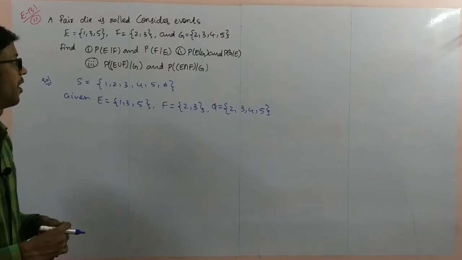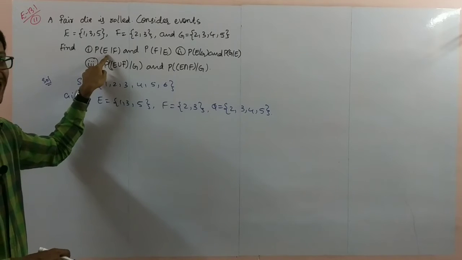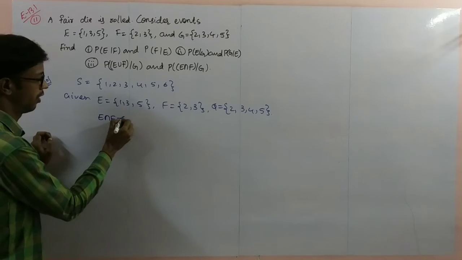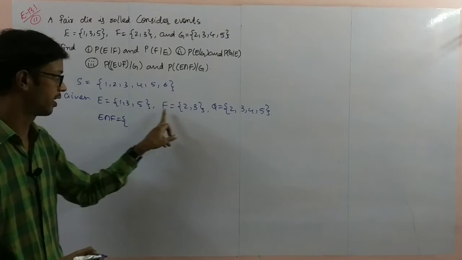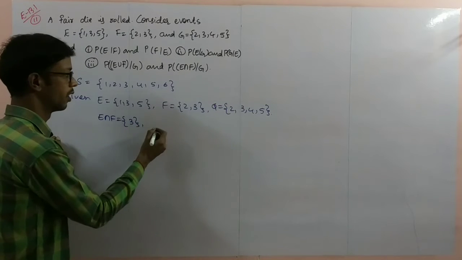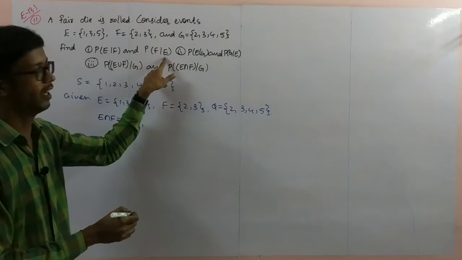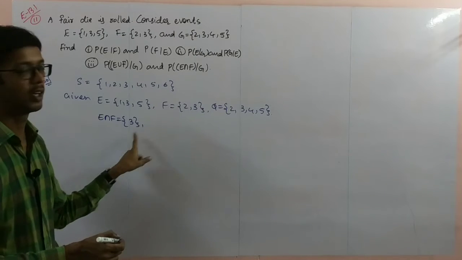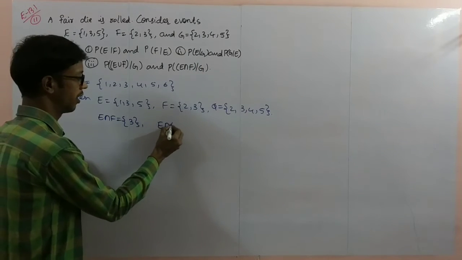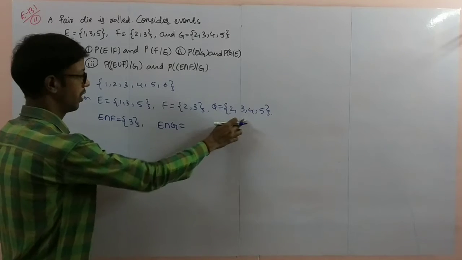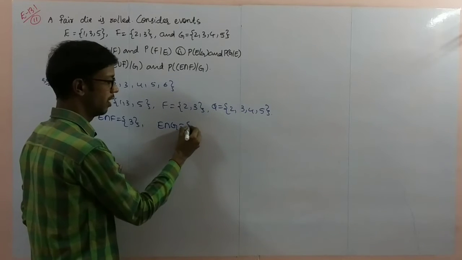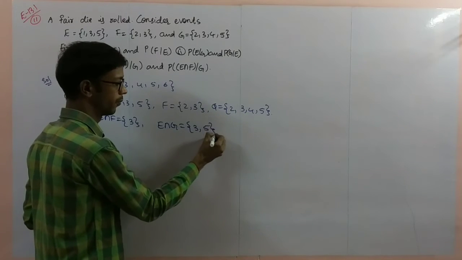So for that purpose, what we need is E intersection F. So E intersection F is only the number 3. Next one, E intersection G we also need. E intersection G is 3 and 5. The intersection part is 3 and 5.